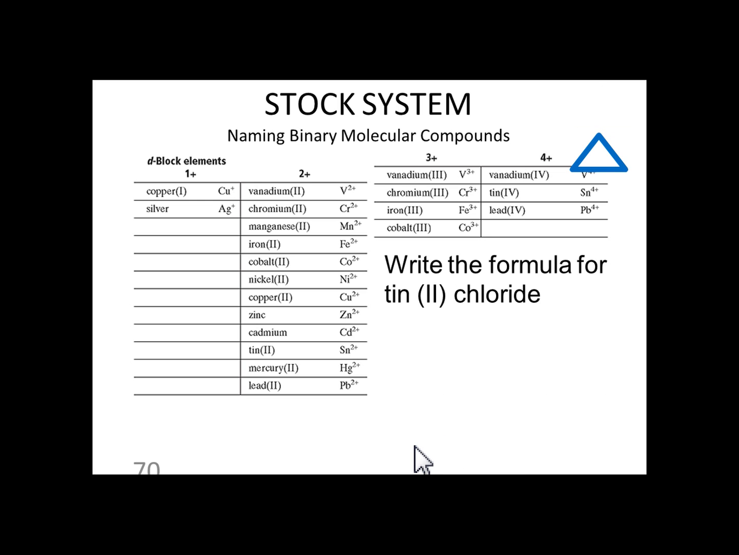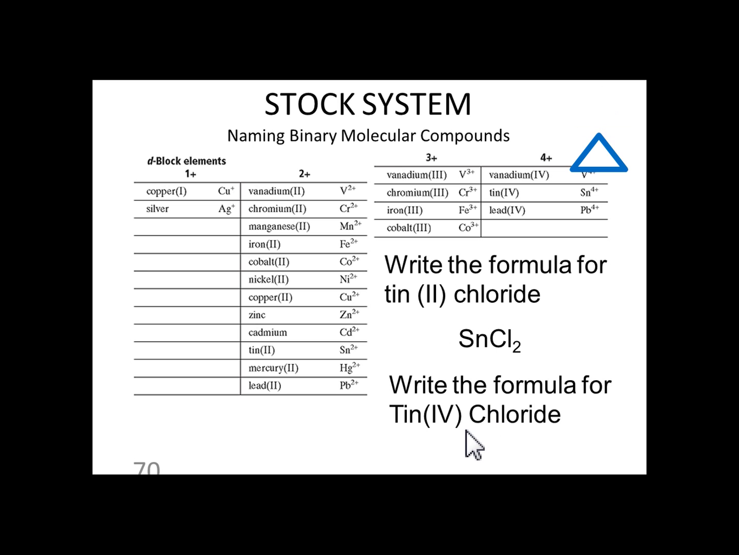All right, tin 2 chloride, another example. SnCl2. Tin 2 has a charge of plus 2, the chloride is minus 1, so you need 2 of them. And tin 4 chloride would be SnCl4.